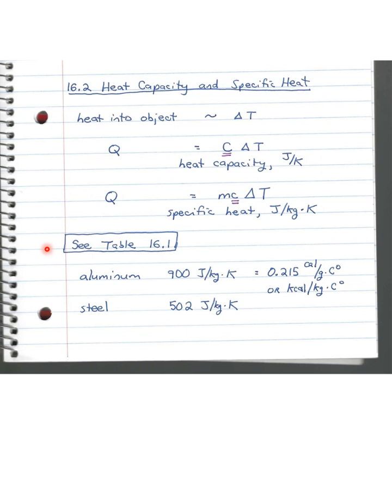Now just a comparison between those, aluminum being 900 joules per kilogram Kelvin and steel being 502 joules per kilogram Kelvin. You can think of that 900 that aluminum has as a measure of its resistance to changing temperature. So you think about it this way. If you had 1 kilogram of aluminum and you wanted to raise its temperature by 1 Kelvin, you would have to put in 900 joules of heat. However, if you wanted to do the same thing with a kilogram of steel, you would only have to put in 502 joules of heat. The steel will change temperature more quickly. It doesn't need as much heat to change its temperature. So aluminum having a higher specific heat than steel, you can think of it as having a higher resistance to change in temperature.